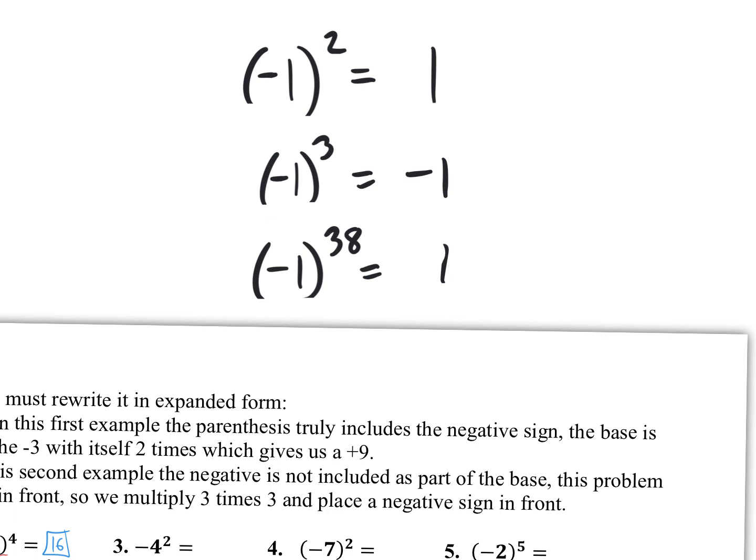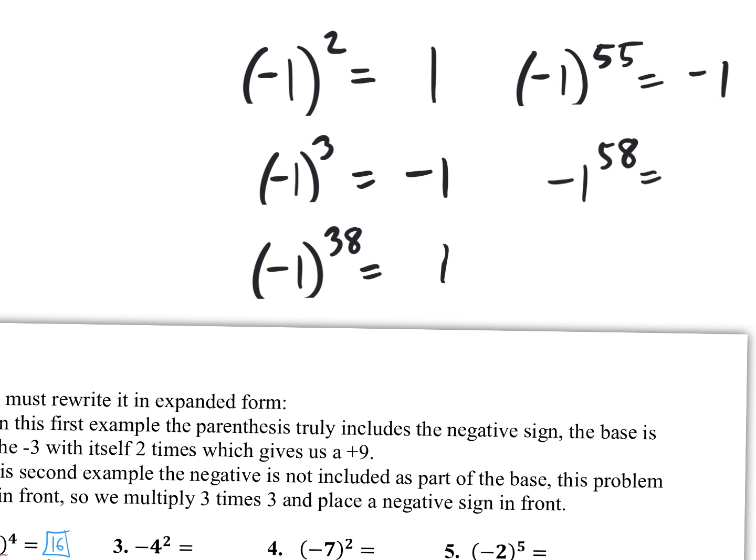So what if I had negative 1 to the 55th power? What's the answer going to be? Negative 1. What if I had negative 1 to the 58th power? What's that going to be? I tricked you. What about this one?